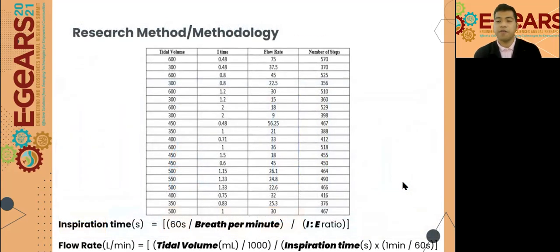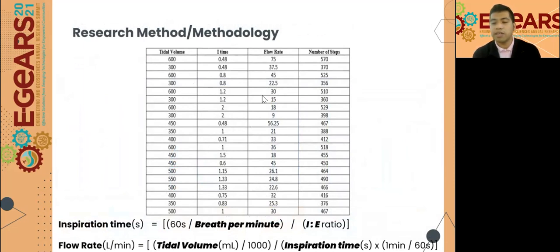This is the table for the manually gathered data and estimating the number of steps of the stepper motor. So we had the set tidal volume and also the I time or the inspiration time that can be calculated using this formula. And the flow rate can also be calculated using this formula below.